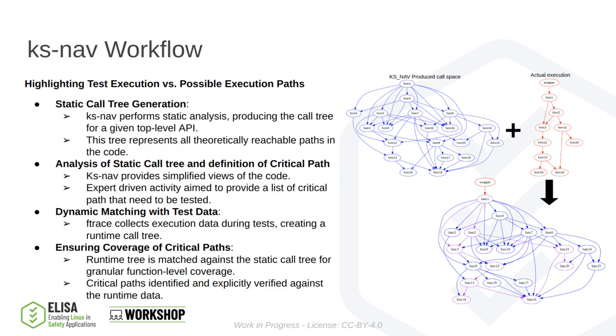Now, let's overlay the test execution. Tools like ftrace generate a runtime call flow based on what exactly gets executed during the test. This gives us the map of reality. The real power comes when we compare these two maps, the static call tree and the runtime data. ks-nav ensures we can match the critical paths identified by experts against the execution data. This lets us confirm whether the critical paths were hit.